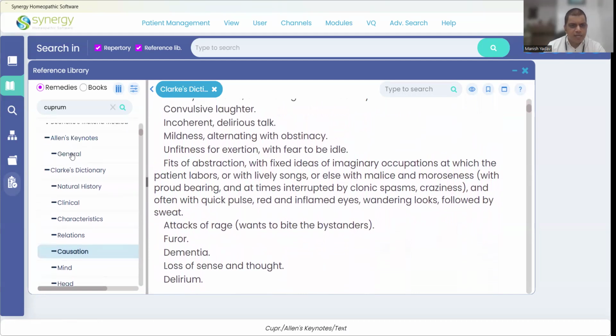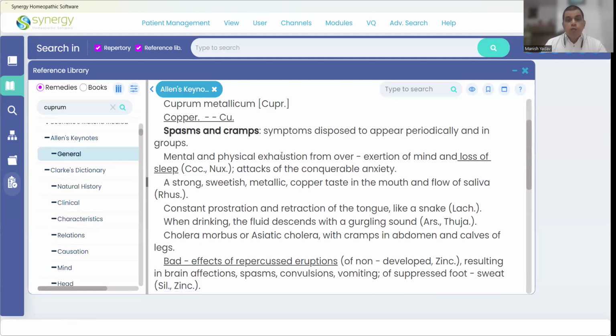Let's start with Allen's keynotes and then again I'll come back. So, attacks of conquerable anxiety. Let me see in my book. Yeah, see the mistake in the software. It is unconquerable anxiety, and this made me confused. I said, what is it written? So when you look into the book, Allen's keynotes, it is written. That is why always keep your book in front of you. In the software, there could be a lot of mistakes. Attacks of conquerable anxiety. What is conquerable?